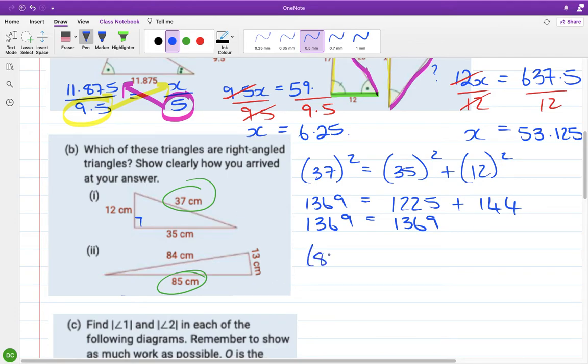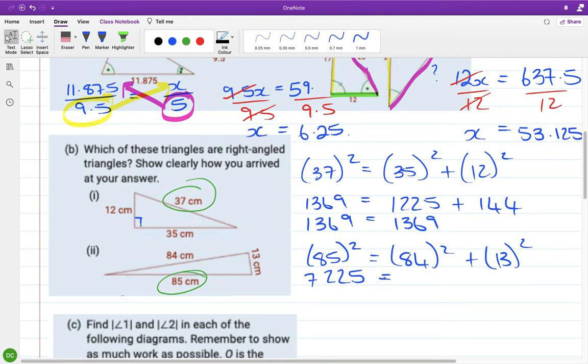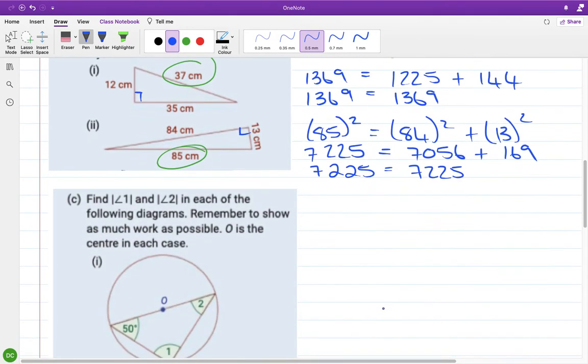This one, 85 squared equals 84 squared plus 13 squared. So 85 squared is 7225. 84 squared is 7056, and 13 squared is 169. Add 7056 and we get 7225. So that one there is also a right angle. Both of those are right angled.